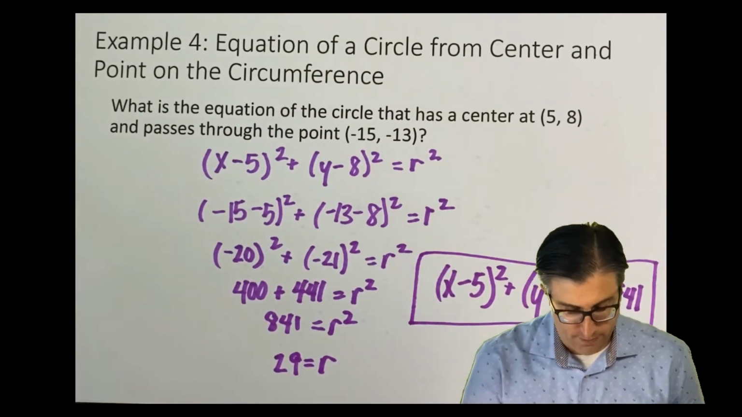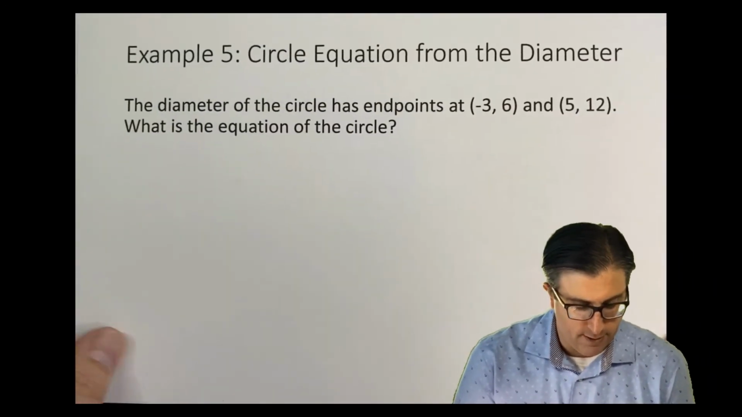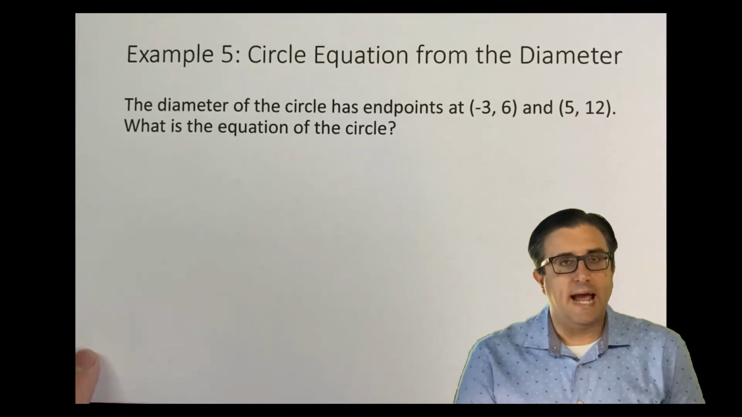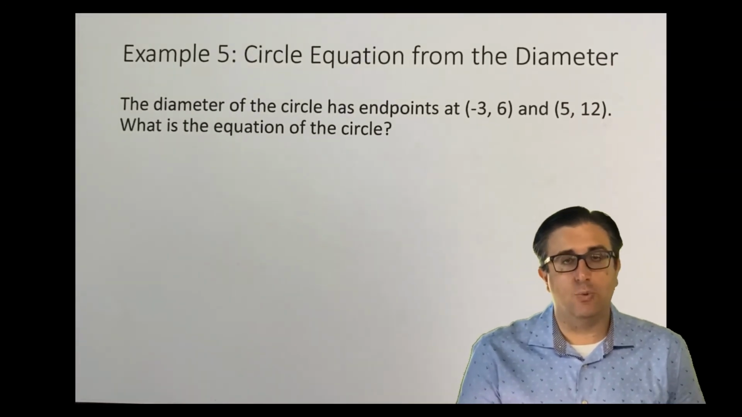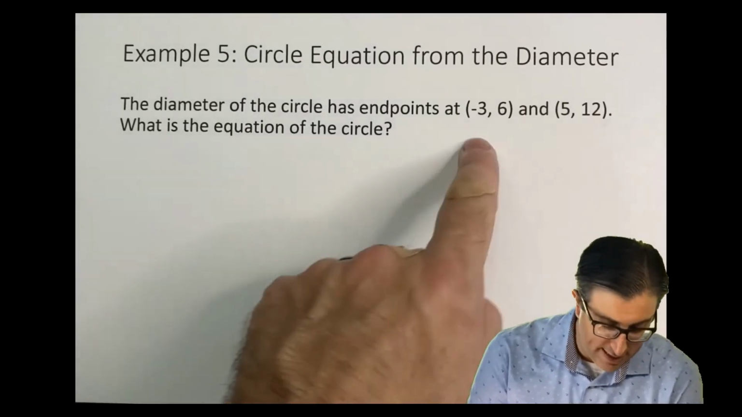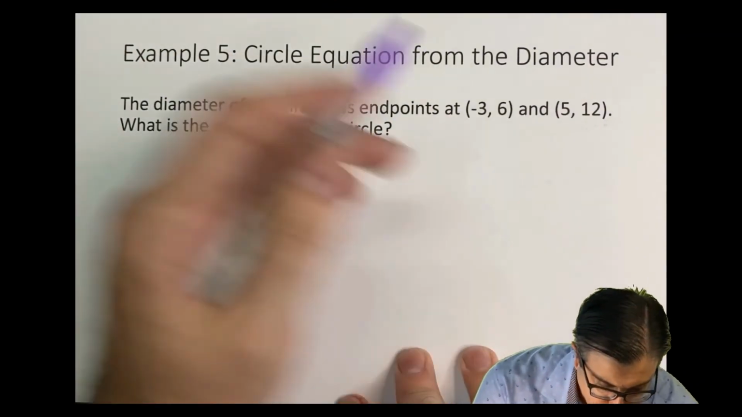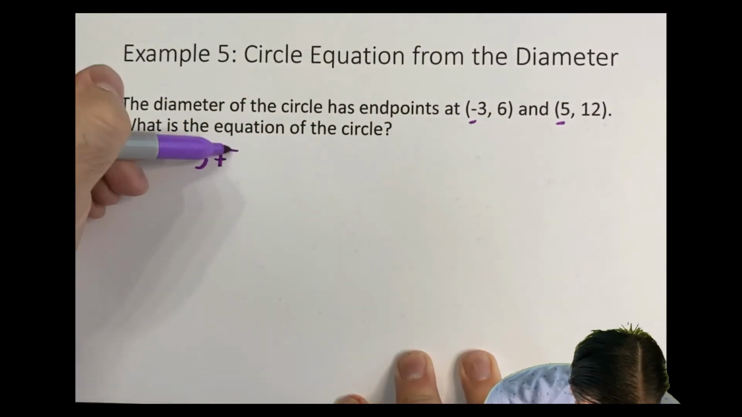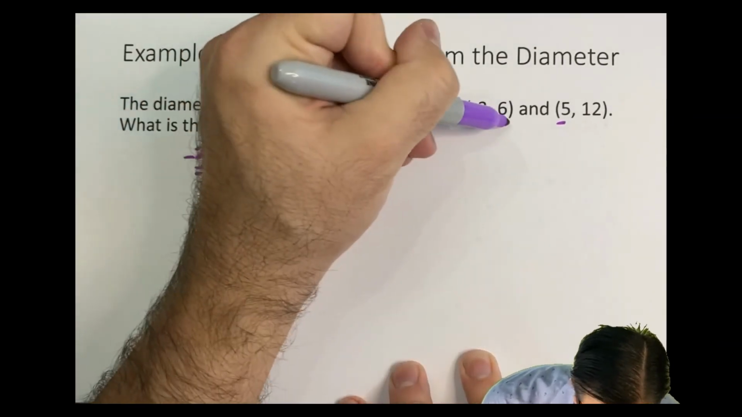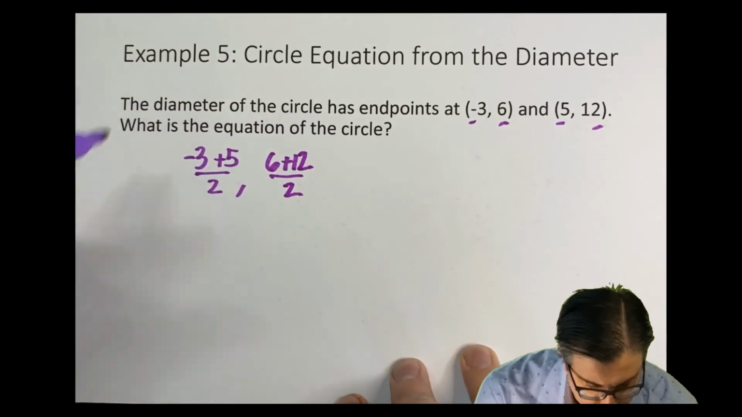There's the equation. All right, the last problem is similar, very similar, except they give us two endpoints for the diameter. Well, the diameter stretches all the way across the circle, so halfway across the circle would be the center. So in other words, I need to find the midpoint between these two. The midpoint is you add up your x's, -3 and 5, divide by 2. Add up your x's, add up your y's, divide by 2.